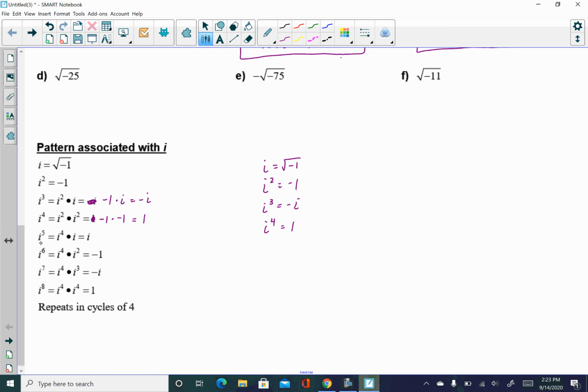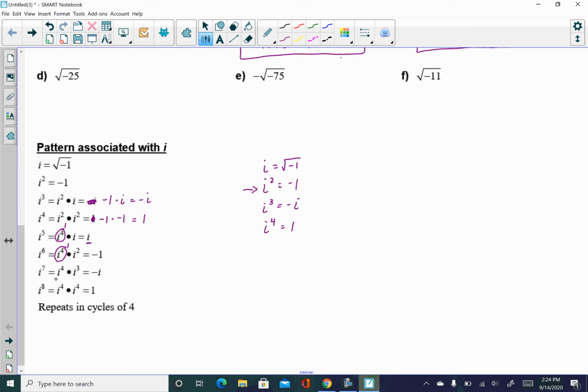So when I rewrote i to the 5th, instead of writing it as i cubed times i squared, I wrote it as i to the 4th times i, because we know this i to the 4th is just 1. So 1 times i is i. When I get down to i to the 6th, go for i to the 4th, okay, because we know that's 1. 1 times i squared is i squared, and we know that i squared equals -1.